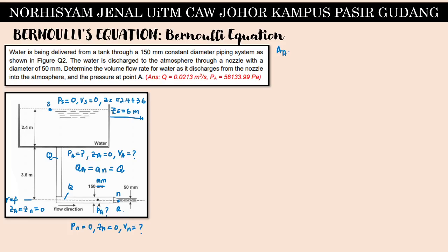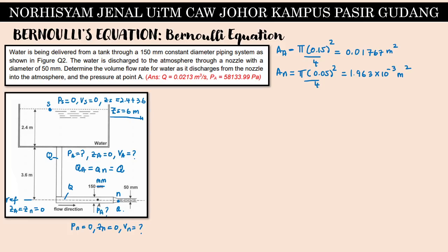So AA is equal to pi times 0.15 squared over 4, which equals 0.01767 meter squared. Then AN is equal to pi times 0.05 squared over 4, which equals 1.963 times 10 to the power of negative 3 meter squared.